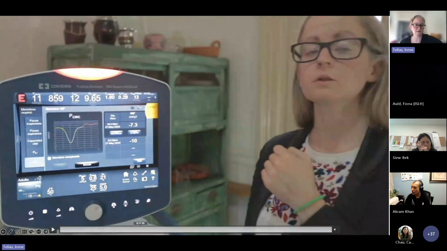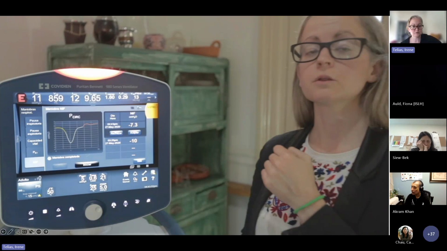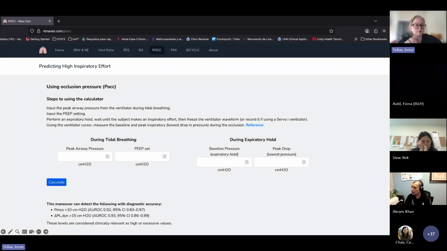Oh, I put the different video. So then we need to input these values on our rtmaven.com. So remember, 7.3 negative, or -7. So we go to our rtmaven.com. This patient was on pressure support of 5 and 5. So we would input here: peak pressure 10, PEEP is 5, baseline pressure is 5, and then the peak drop is 5 minus 7.3. So let's imagine 7, 5 minus 7 is -2. So here we would put -2.